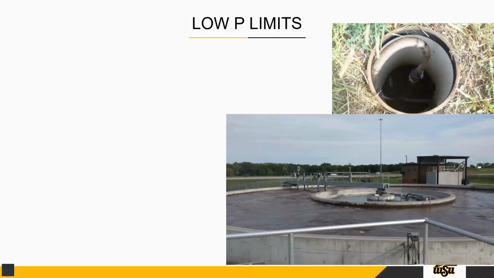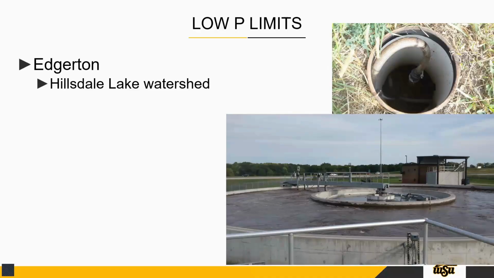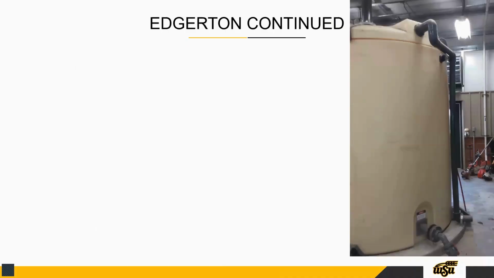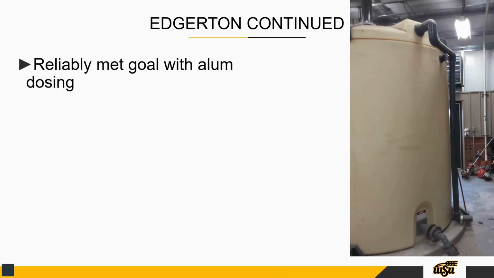This is Edgerton. They have a Schreiber system, and they're in the Hillsdale Lake watershed, so they're under a lot of pressure to preserve surface water quality. At the time I visited, the permit goal was 0.3 milligrams per liter with a limit that was a little bit higher than that. This was a relatively new plant. They had dosing infrastructure just really to get to 0.5 reliably. You're almost certainly going to have chemical addition. They met the goal with alum dosing.